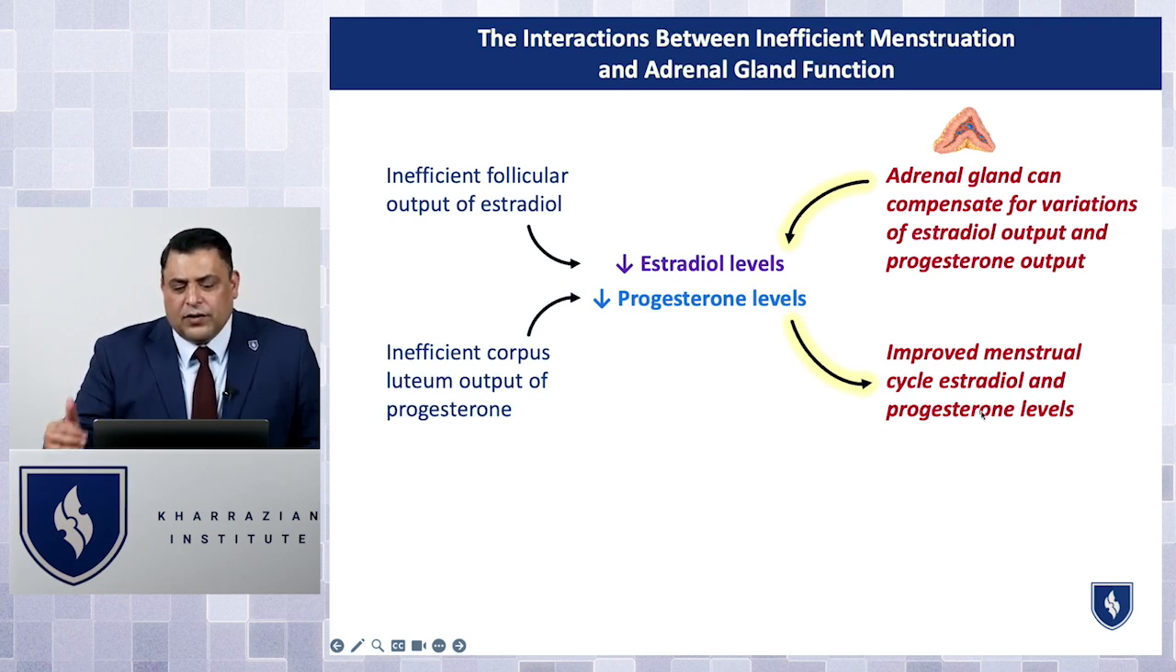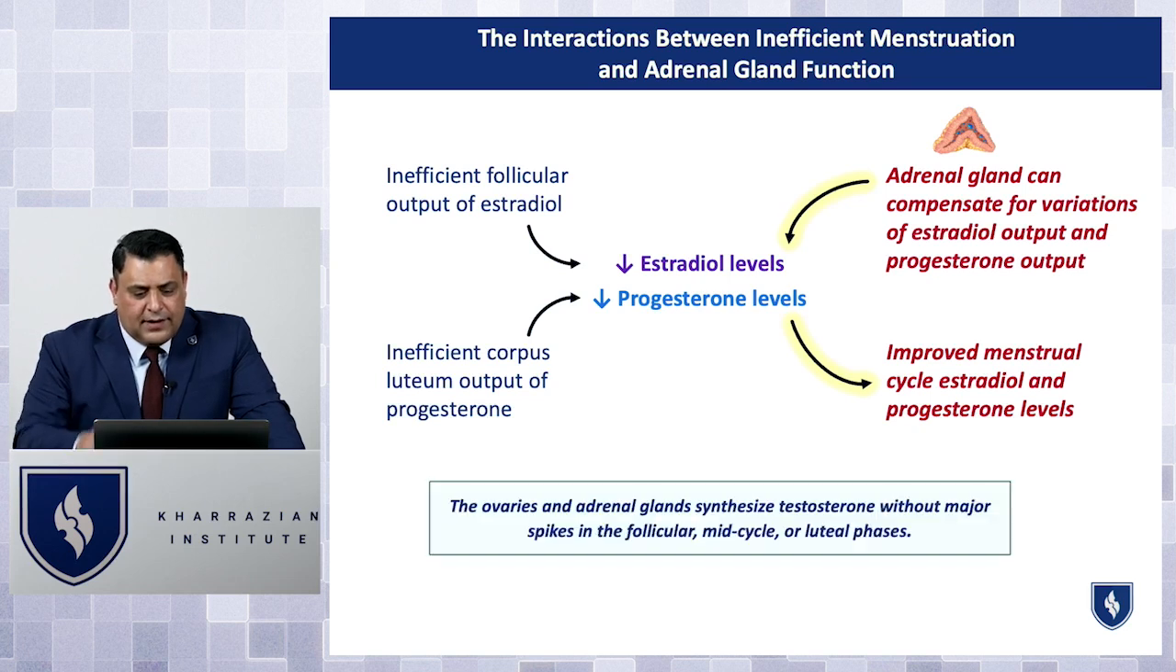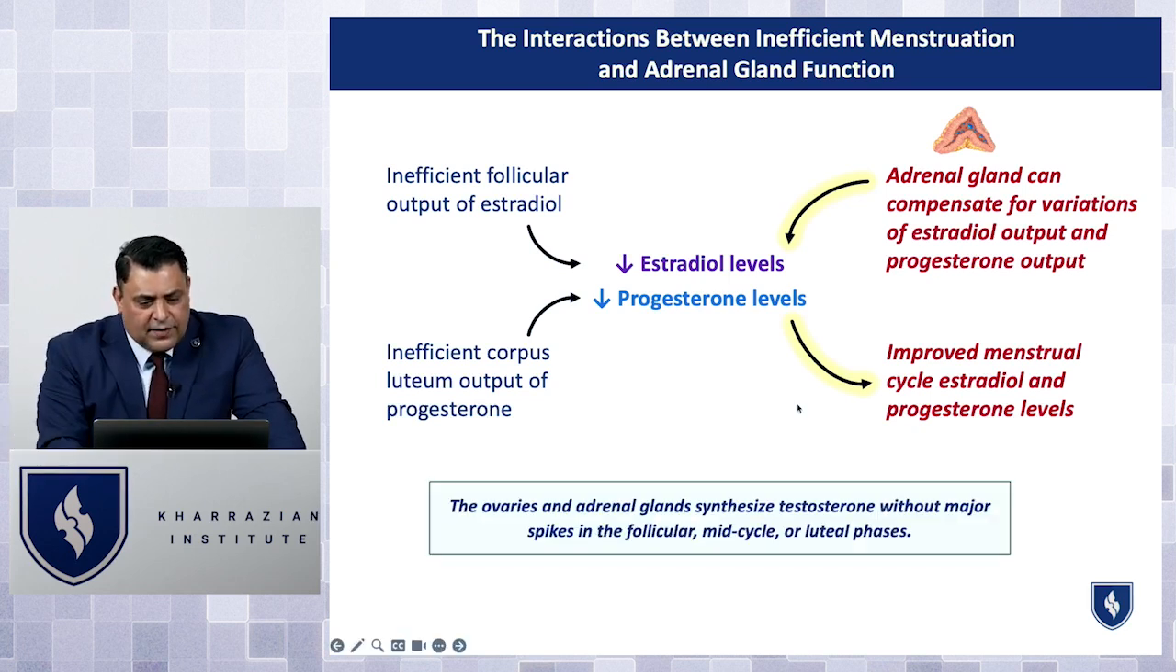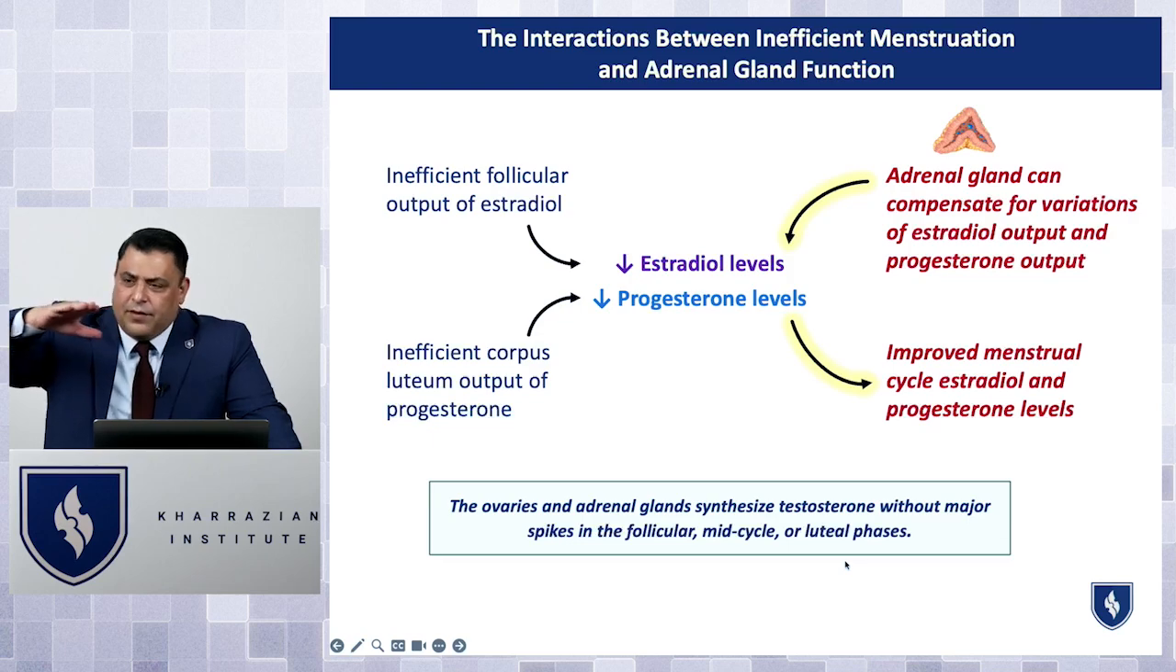So this is why it's so critical to have healthy adrenal gland function. Going into perimenopause, it's so healthy to have healthy adrenal function when you have someone who's got some kind of menstrual cycle abnormality. So the ovaries and adrenal glands synthesize testosterone without major spikes in the follicular, mid-cycle, and luteal phases. So just so you guys know, when you look at testosterone in a female throughout the cycle, it's pretty much stable all throughout.